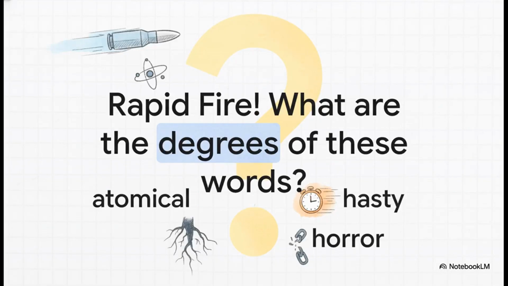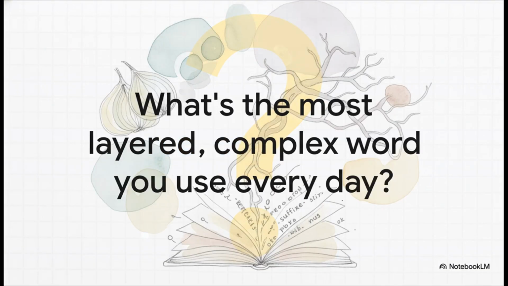Okay, get ready for a rapid-fire round. I'll say the word, you try to name the degree. Ready? First up, atomical. That's a second degree, from atom to atomic to atomical. Next one, hasty. Yep, that's first degree from the root haste. And last one, horror. A trick question. It's a 0-degree root word. How'd you do?